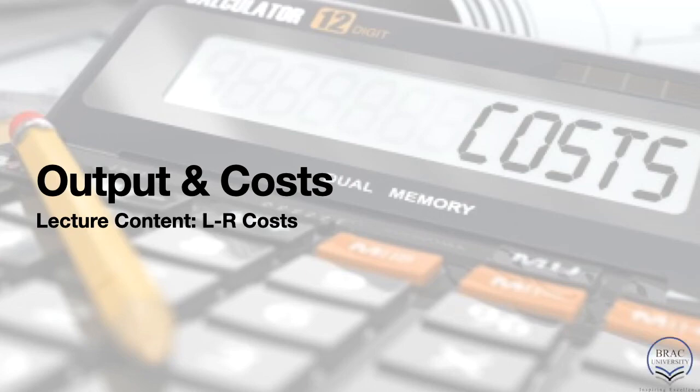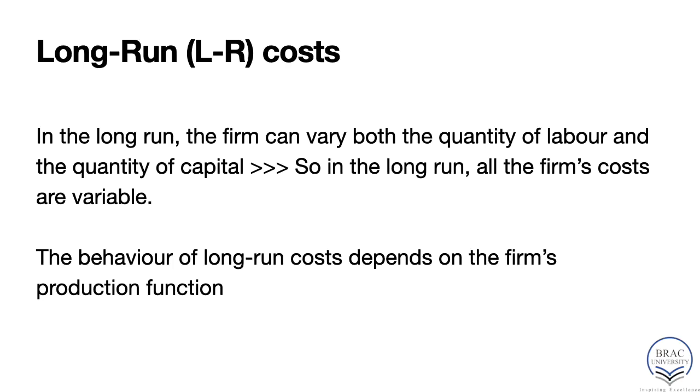So, we have already seen the short-run costs in the previous video. So in this lecture video, we are now going to see the long-run costs of the firms. You already know in the short run, a firm can vary the quantity of labor, but the quantity of capital is fixed. So the firm has variable costs of labor and fixed costs of capital. However, in the long run, both the quantity of labor and the quantity of capital can be varied. So in the long run, all the firm's costs are variable.